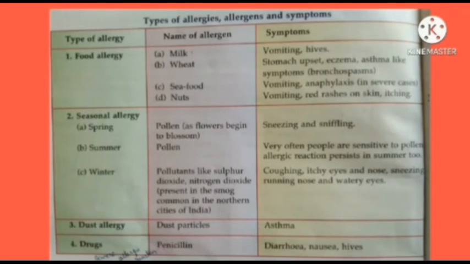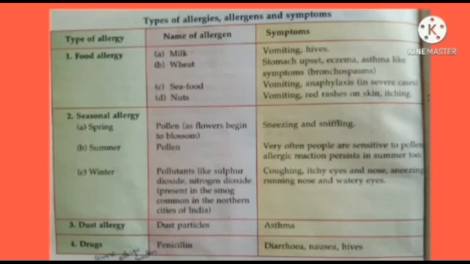Now the second one, seasonal allergy. The first one is spring allergy, the spring season. The allergen is pollen grains, as flowers begin to blossom, and the symptoms are sneezing and sniffling. The second is summer seasonal allergy, and the allergen is pollen grains. Very often people who are sensitive to pollen have allergic reactions that persist in summer too, with the same reaction. The third seasonal allergy is winter allergy. The allergens are pollutants like sulfur dioxide and nitrogen dioxide, present in smoke, common in the northern cities of India. Symptoms are coughing, itchy eyes and nose, sneezing, running nose and watery eyes. Students, here we completed the second type of allergy, that is seasonal allergy.